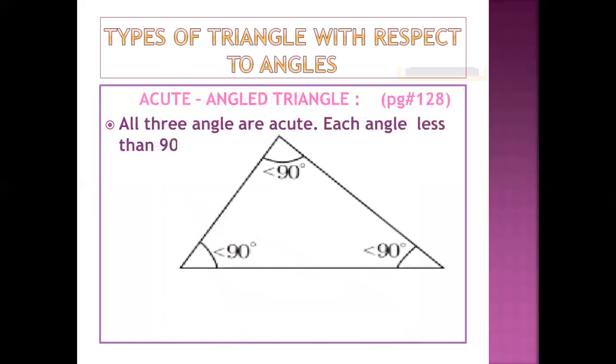The next is acute angled triangle. Before the definitions, when I gave you the review, you learned about the acute angle, the angle which is greater than 0 and less than 90 degree. Now we have acute angle triangle. It means that all three angles are less than 90 degree. All three angles are acute, each angle less than 90 degree. You see that we didn't write the angles over here, but each angle is less than 90 degree.